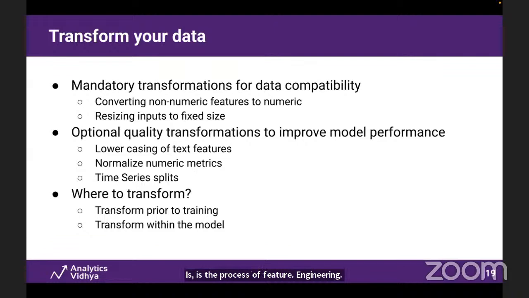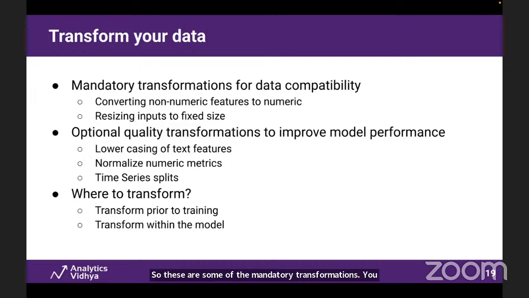In terms of engineering, there are some mandatory transformations you're going to perform so that your data is compatible for modeling purposes, and there are some optional ones as well. Mandatory would be converting non-numeric features into numeric, because you cannot do matrix multiplication on a string, so you convert all the string values to a numeric representation. You would also resize inputs to a fixed size. An example would be an image model, where you would reshape all the images to the same fixed size so that your inputs become of a fixed size. These are some of the mandatory transformations you would perform.